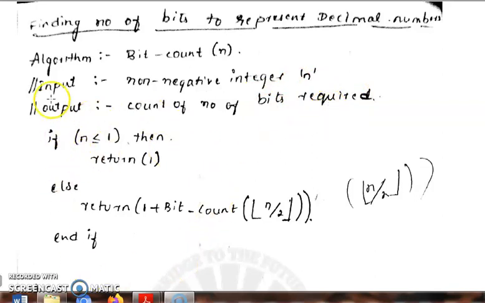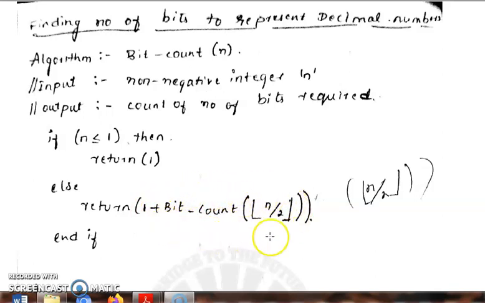The basic operation of the algorithm goes like this: if n is less than or equal to 1, then it will return 1. There is no counting operation when n equal to 1, so you can set up the initial condition for this algorithm there, because it is just returning a value. Hence the basic operation depends only on this: if n is greater than 1, then it will return 1 plus bit count of floor value of n by 2.